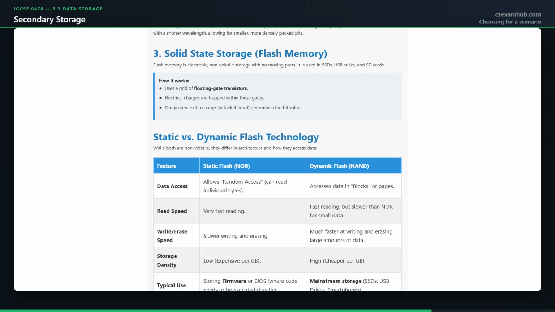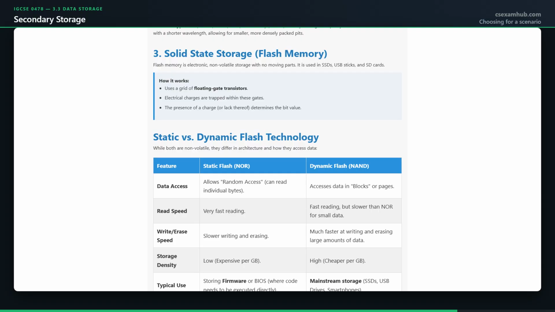A laptop for a field engineer who travels: solid state, because there are no moving parts to damage when it is knocked about, and the lower power draw extends battery life. A server storing many terabytes of archived video where cost per gigabyte dominates: magnetic, because it is by far the cheapest per gigabyte and the access speed matters less for archived material.